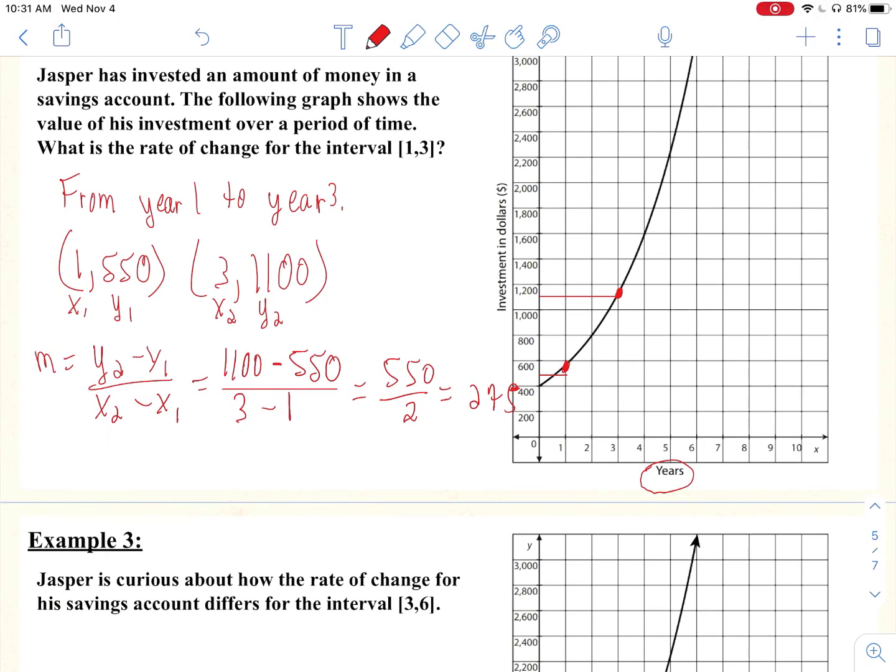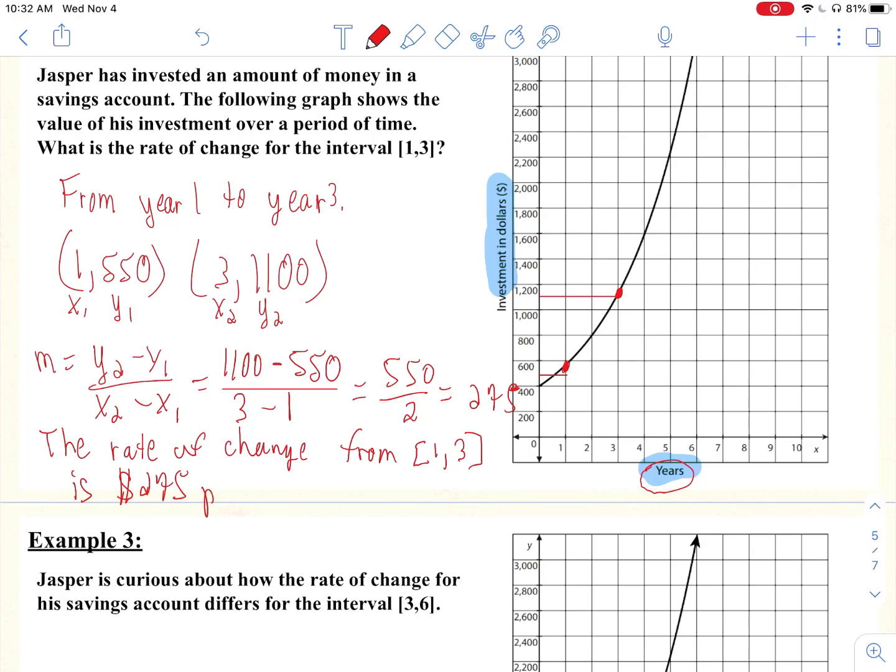So we're dealing with our rate of change over the interval from 1 to 3. So we're going to write this. The rate of change from 1 to 3, so from year 1 to year 3. Our answer that we just determined, 275, for rate of change, is your change in y over your change in x. So here we're dealing with $275 per year. The rate of change from year 1 to year 3 is $275 every year.